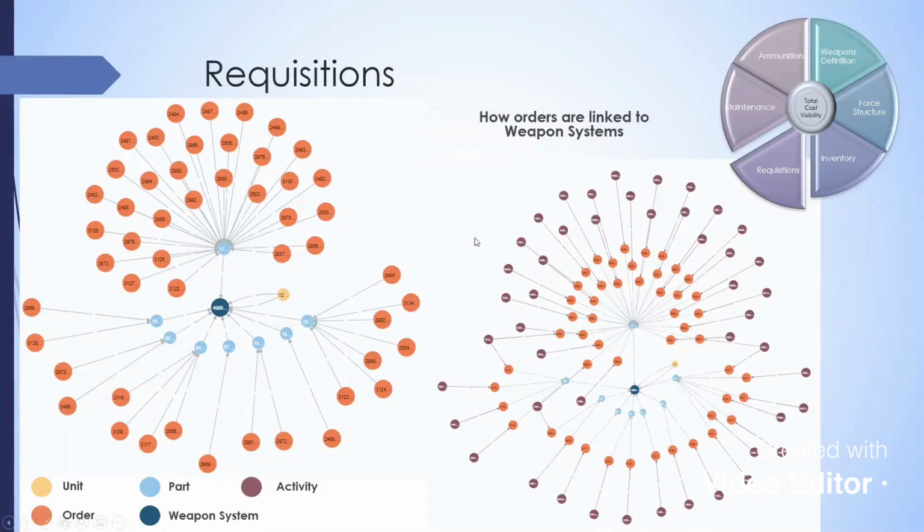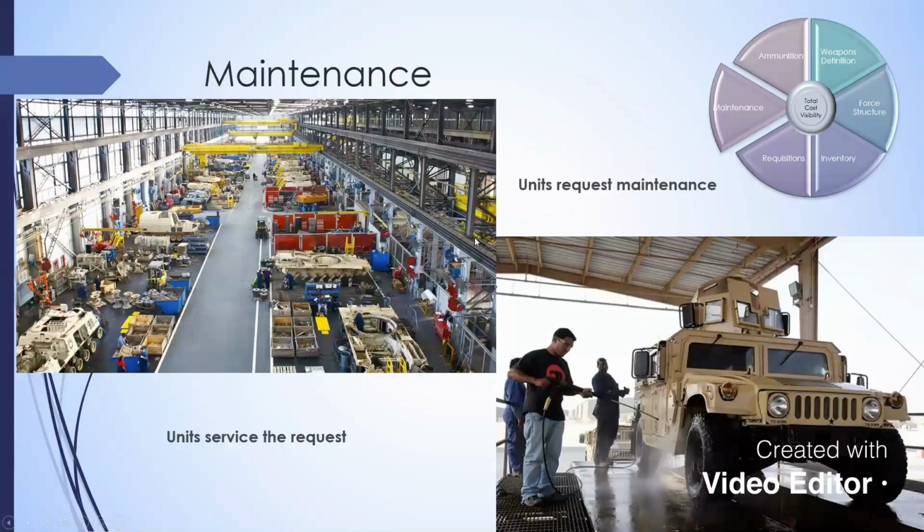So I'm going to move over to maintenance. Maintenance is a little complex. I'm going to cover this a little slower because it's not intuitive. On the top left, you see a typical depot warehouse where different things can be maintained at the same time. For example, in one bay you may see a tank, in another bay you may see a Stryker. So there are different types of parts needed at any given time. And on the right-hand side, it's not just about a warehouse rebuilding something. It could be something as simple as a wash rack, which is what you see depicted on the right.